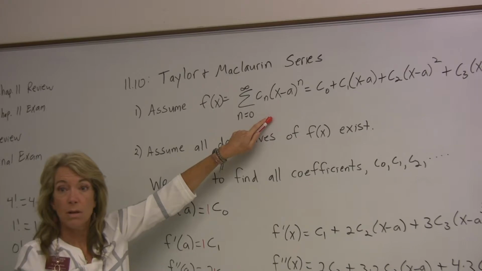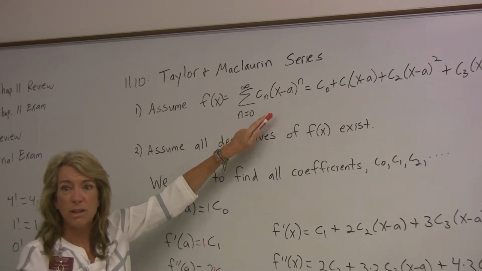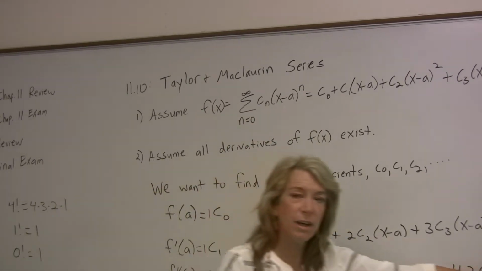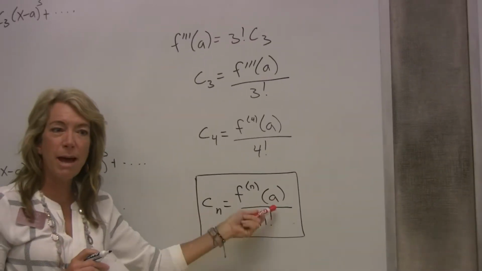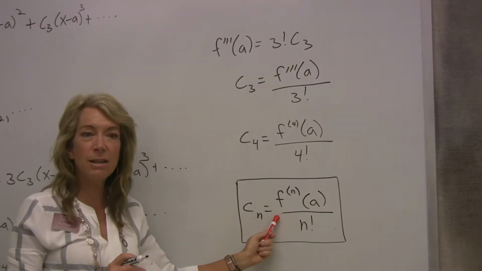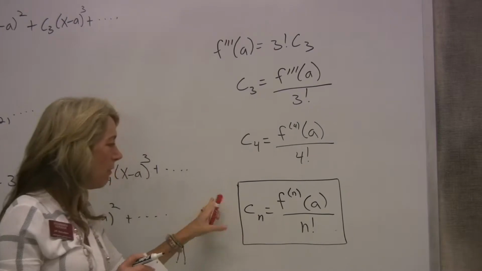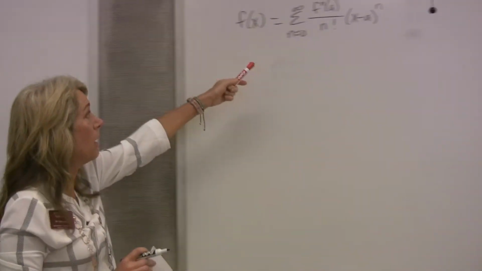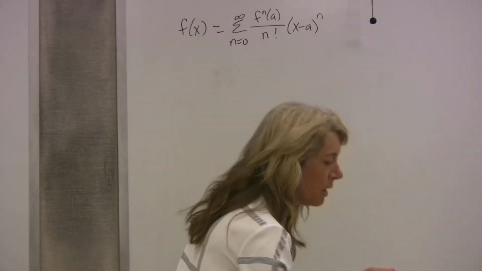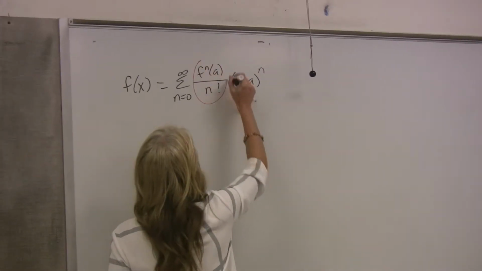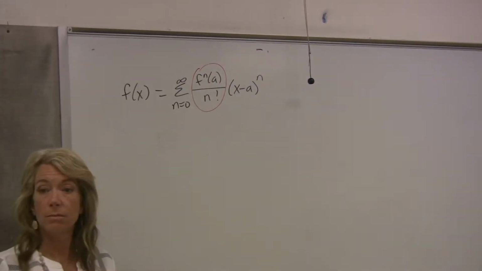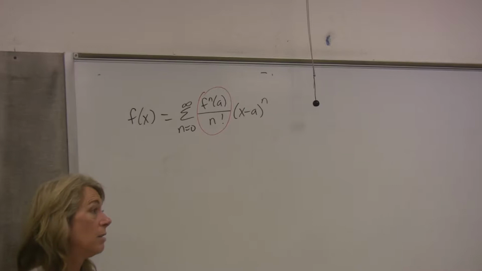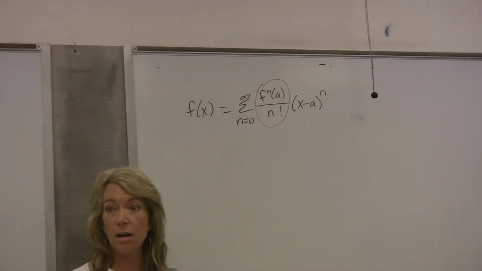Cn is equal to the nth derivative over n factorial. Yeah, we just replaced Cn with what we just figured out that Cn equaled. We figured out what the pattern was, how to find each constant. So instead of writing out what each Cn is, he just sticks them in there. Here's my Cn. This part right here is Cn, meaning the nth constant, the first constant, second constant, and so forth.